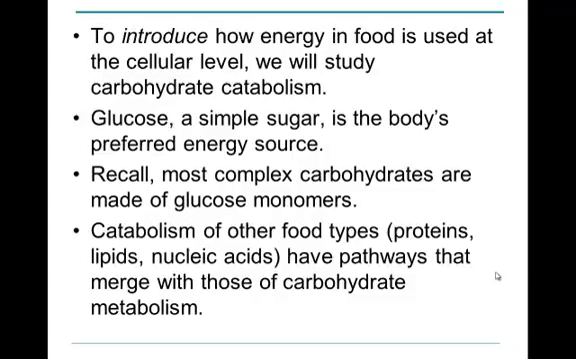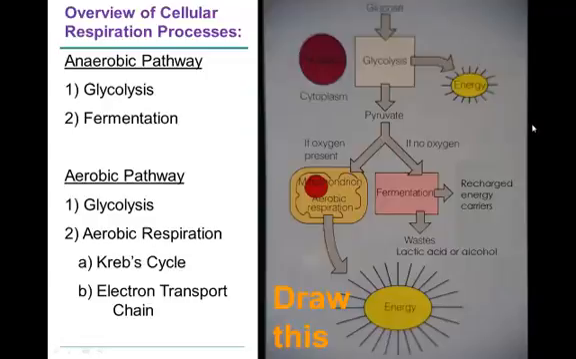Now, this next slide is going to show you a kind of an overview diagram. And notice it says right here, draw this. So you should draw this. Understand, though, first where you are. The blue represents the cytoplasm of the cell. This purplish sphere is the nucleus, and it has no direct role in the processes. It just serves as a landmark to show us that we are in the cytoplasm.